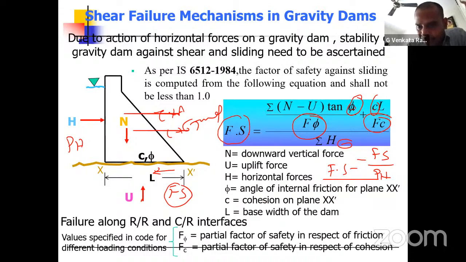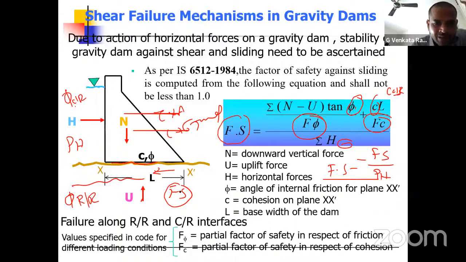When we are conducting these particular tests, if the failure is there in between the concrete over rock, then this phi is equal to phi concrete over rock, and this C is equal to C concrete over rock. If the failure takes place at this junction, if the failure takes place in the rock, then phi rock over rock and C rock over rock. Those values have to be substituted. Then only we can get the realistic dimensions.